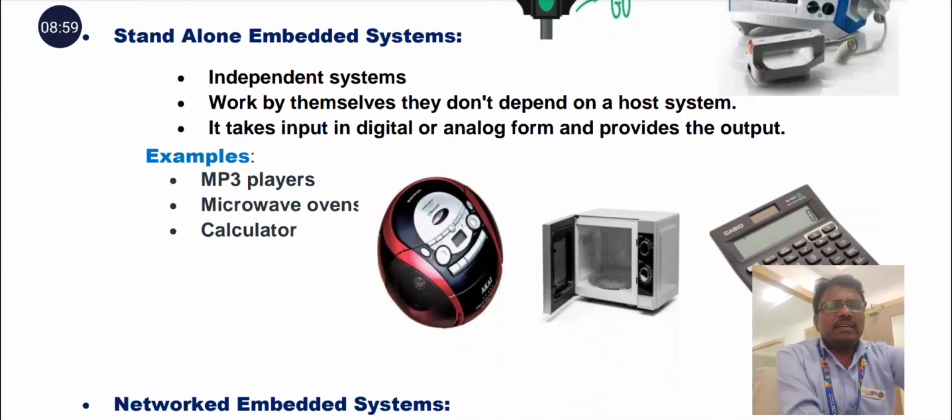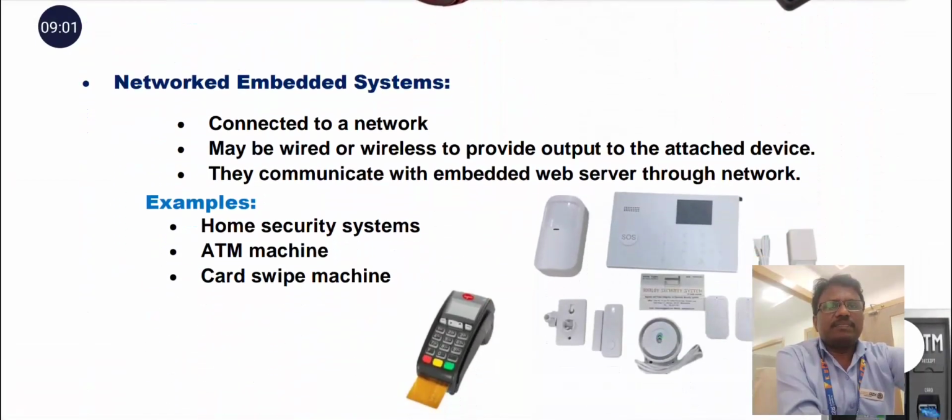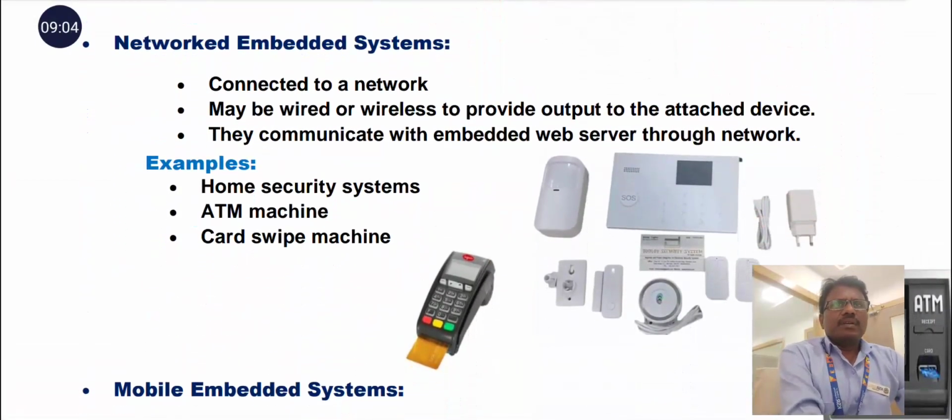So next is networked embedded system. Almost every device is connected to the internet. Examples include smart TVs, smart homes, smart meters. These belong to networked embedded system. A networked embedded system is connected to a communication network through wired or wireless technology to exchange data with other devices or servers. Examples: ATM machine, home security system, card swipe machine, and other IoT applications, etc.